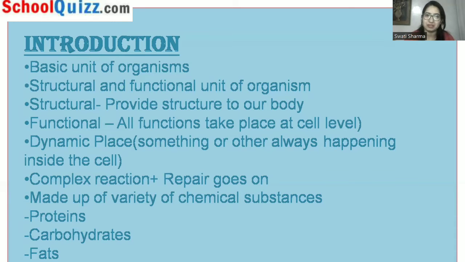Then a question arises: there are a variety of wonderful things a cell is doing, so what actually is the constituent of a cell, and what is a cell made up of? So my dear kids, the cell is made up of proteins, for which amino acids are the monomers. Then comes carbohydrates, which are formed from sugars. Fats are involved in making of cells, and lipids are also involved. So all these are the constituents of the cell: proteins, carbohydrates, fats, and lipids.